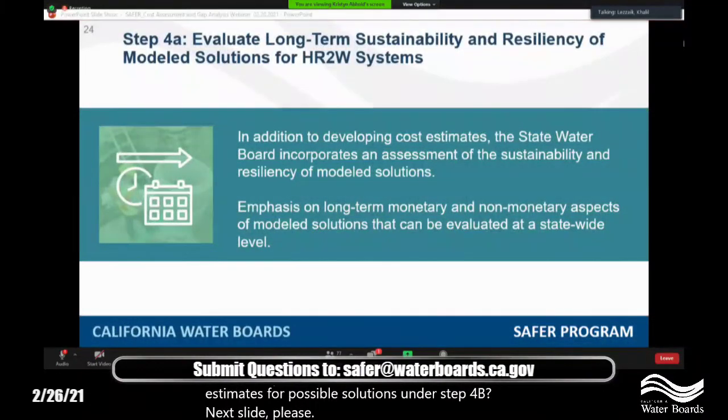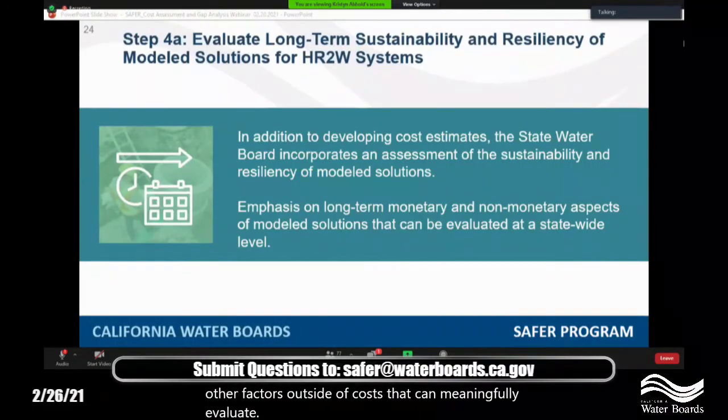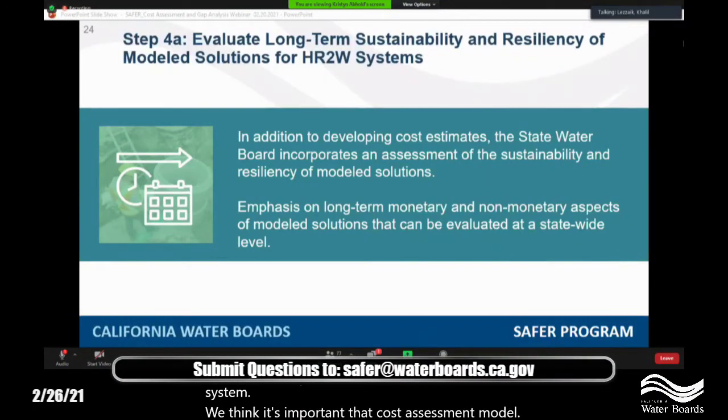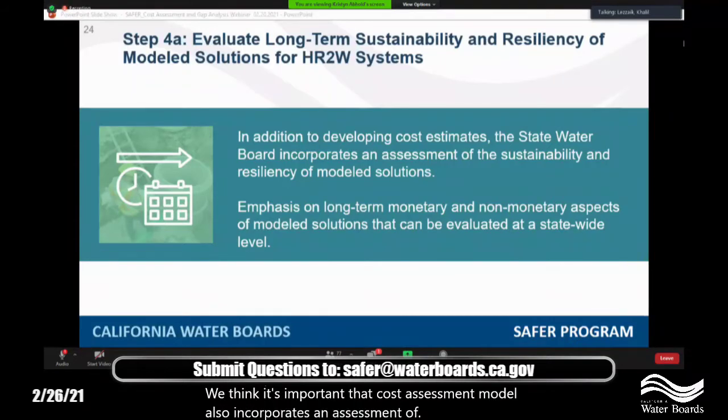Well, cost is a central and important consideration, but sometimes the lowest cost model might not be the best long-term solution for a system. And there are other factors outside of cost that can meaningfully evaluate what the best modeled solution could be for a system. And so we think it's important that the cost assessment model also incorporates an assessment of resiliency and sustainability that looks at these modeled solutions from a non-cost perspective.